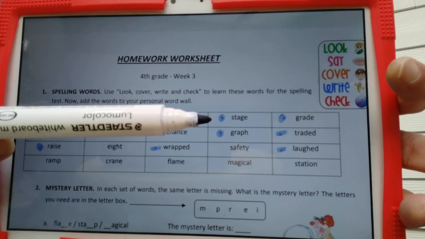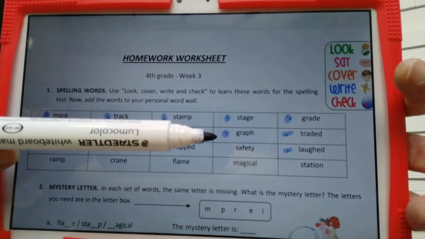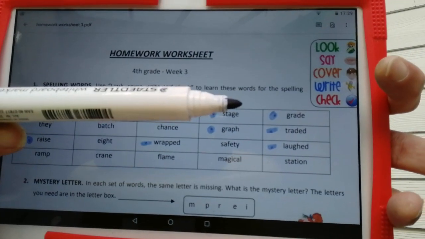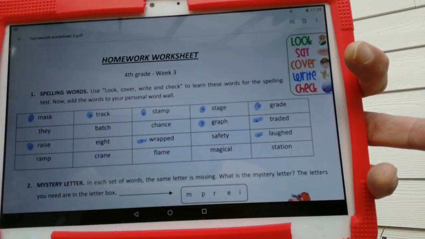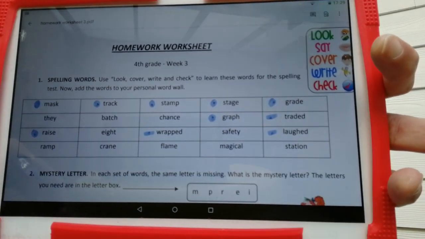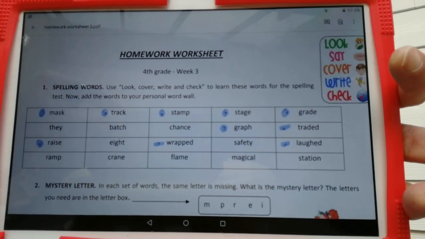Also, stage is another one that could be a verb too. Graph could be a verb too. And also, which one is that one? Great. Okay, we talked about that one. So you can use any of those verbs and put the past form in the chart.